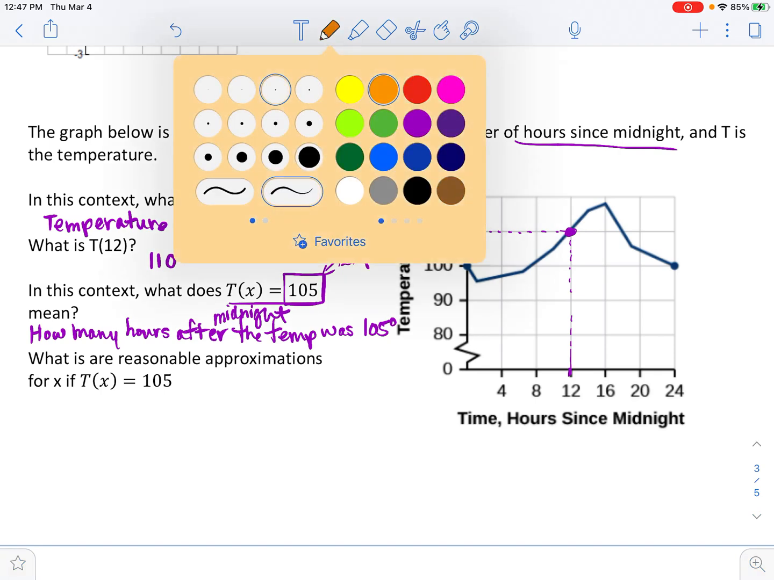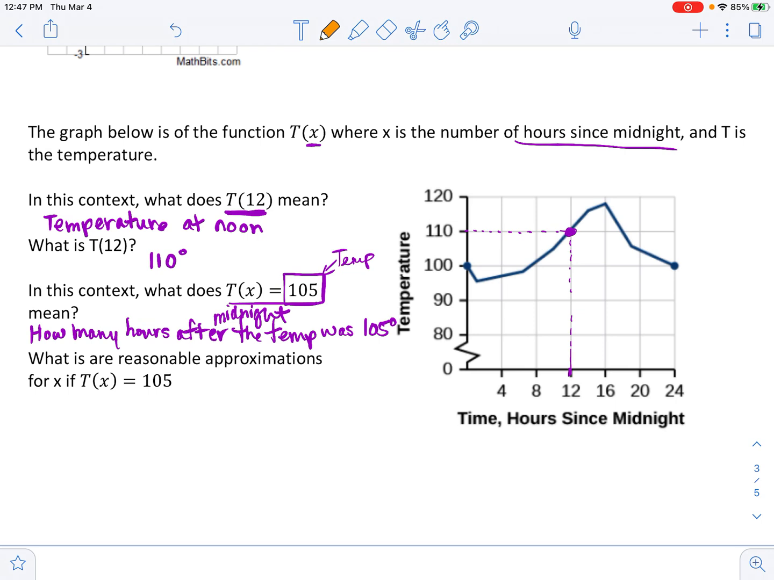So this time, I'm going to change my color here so we can see. Let's see, where's 105? Right about in the middle here, right? 105, this is the temperature now. So now I'm going to go over. Oh, I'm going to go all the way over, and I noticed something. I noticed that it actually hits the graph here and here, 2 places. So there are actually 2 times where the temperature was 105 degrees.